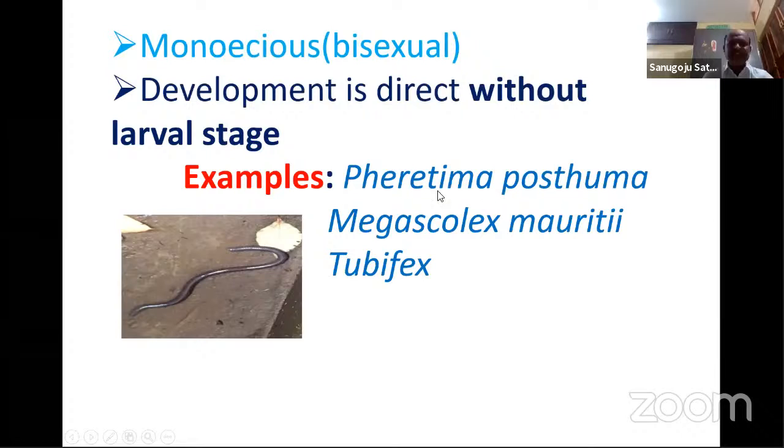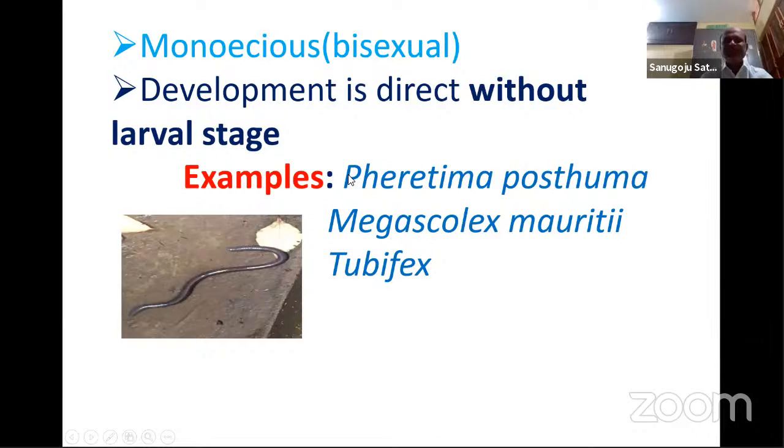The full name of Pheretima is Pheretima posthuma. Megascolex full name is Megascolex mauritii. This is the genus name, children, and this is the species name. Having a genus and species name, what is it? It is binomial nomenclature. Who proposed it? Linnaeus. As per Linnaeus, in binomial nomenclature, each and every organism must have two names. Just like us, I also have my name and my surname. My surname is Sanugoju and my name is Satish. Like that, all the invertebrates are like this: Pheretima posthuma, genus name and species name.